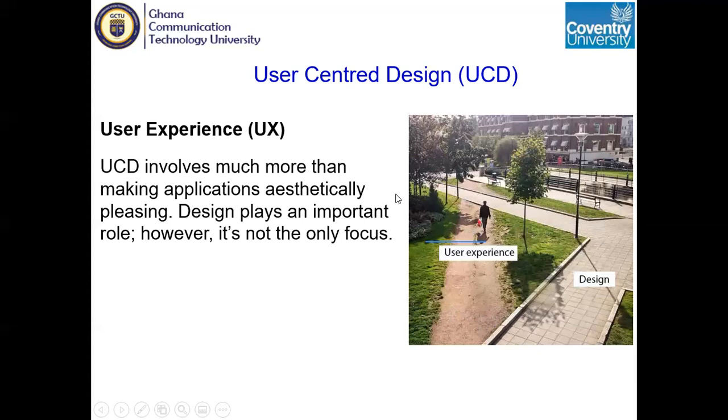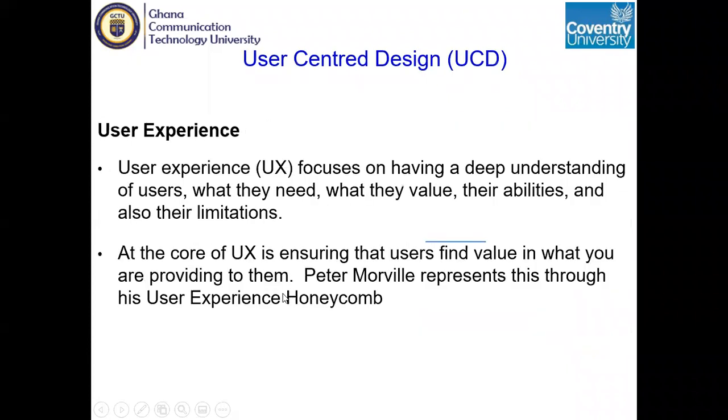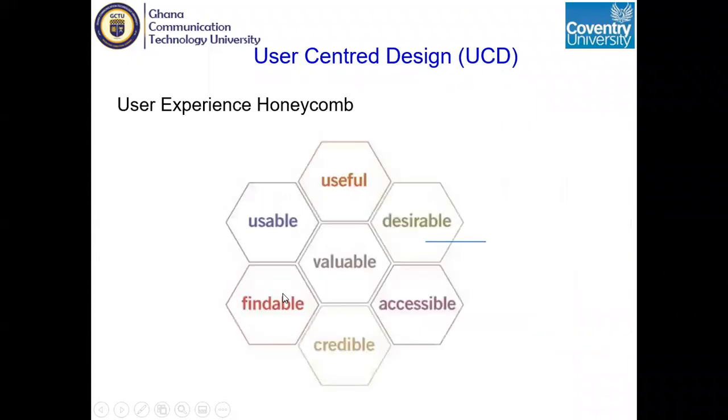So you make the entire lawn look very nice, but then the users have destroyed it because that is totally different from what they are expecting. So there's something called the user experience honeycomb. So there's these 7 main things that we look at when we talk of user experience.